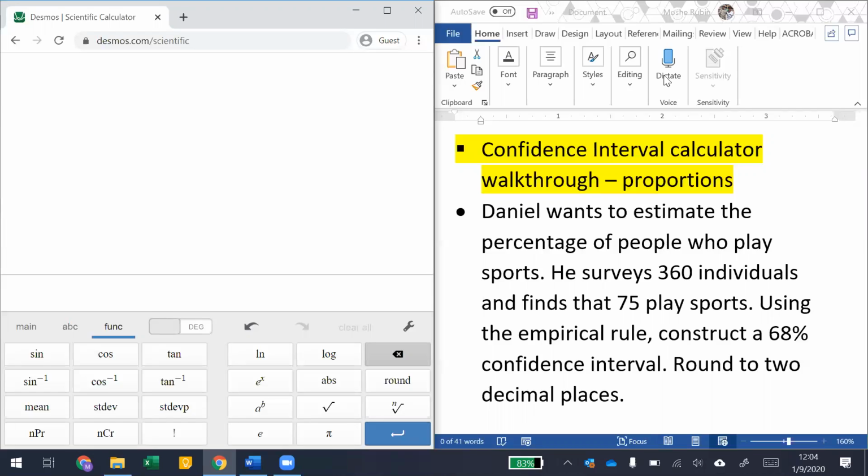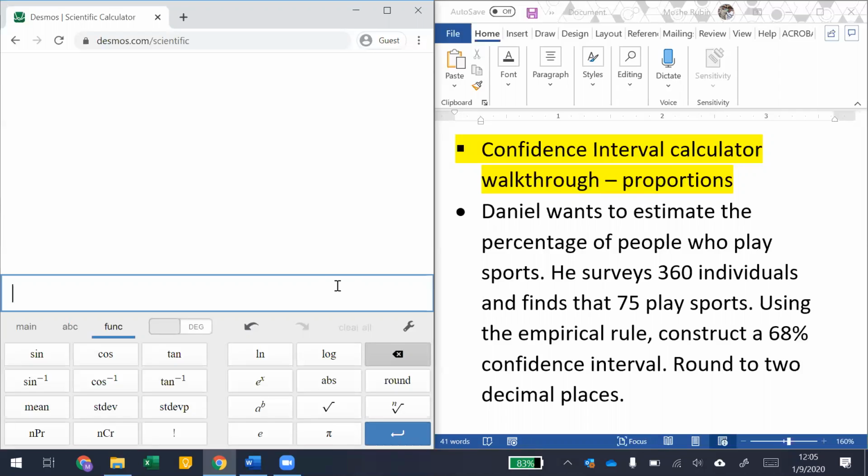So the problem that we have here is that Daniel wants to estimate the percentage of people who play sports. He surveys 360 individuals, finds that 75 play sports. Using the empirical rule, construct a 68% confidence interval, round to 2 decimal places. So great, we're going to be doing a confidence interval for proportions. Proportions and percents are basically the same word. So he wants to estimate using percents, so we're going to use percents.